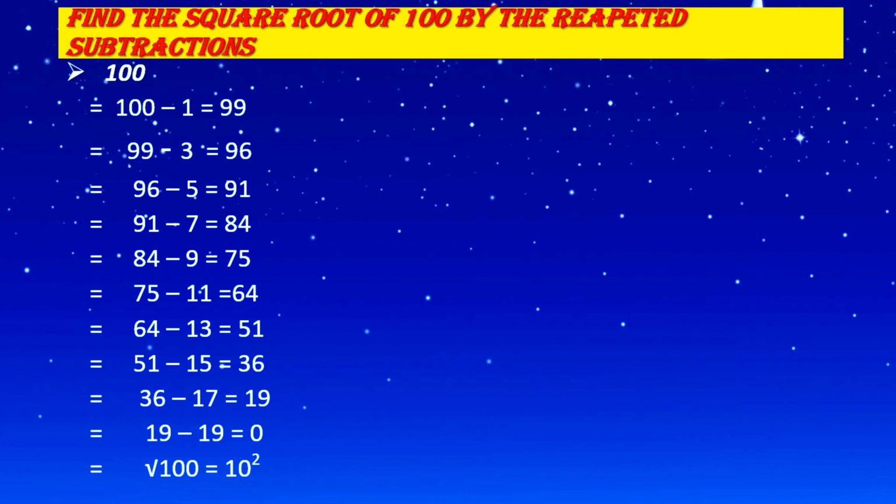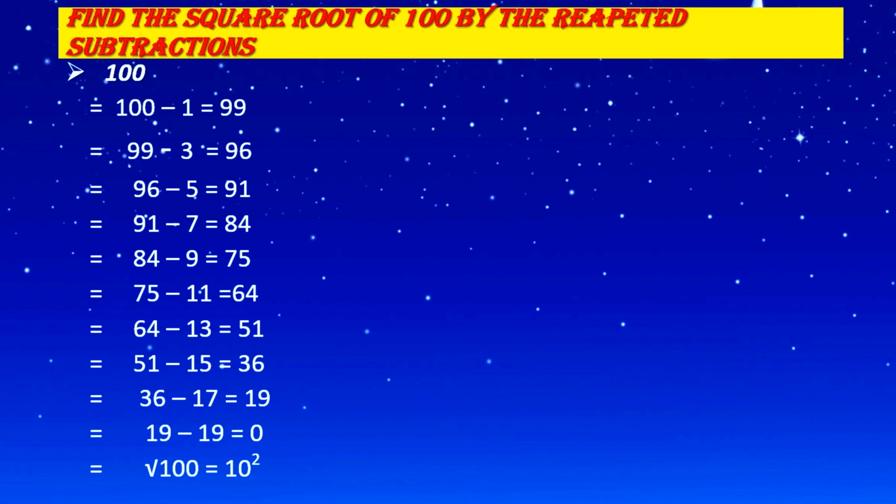Let's find the square root of 100 by repeated subtraction. In repeated subtraction, we should only subtract odd numbers, not even numbers. Let's go for the solution. 100 minus 1 is 99. 99 minus 3 is 96. 96 minus 5 is 91.